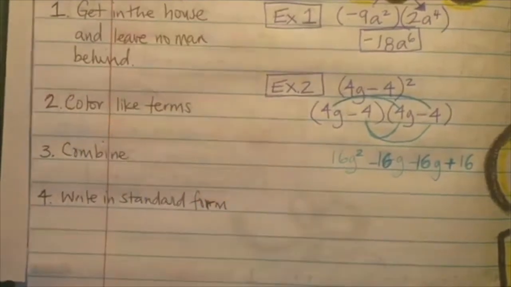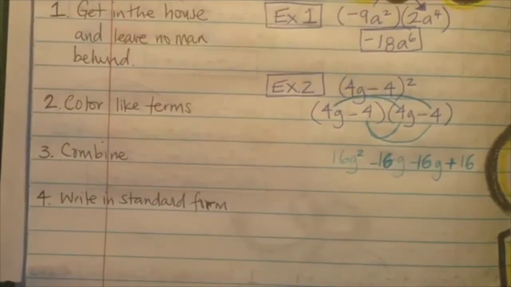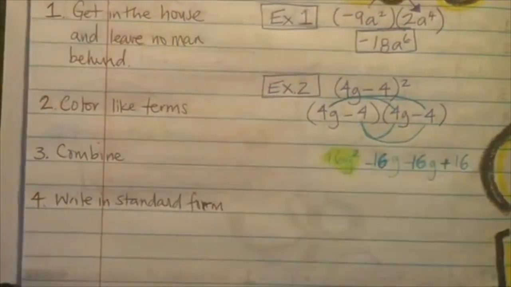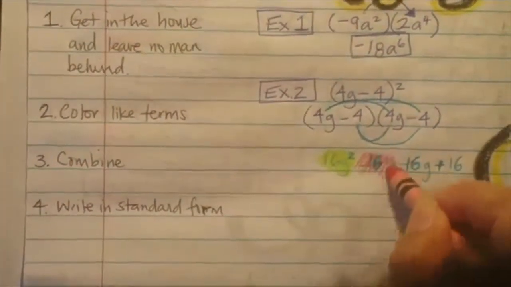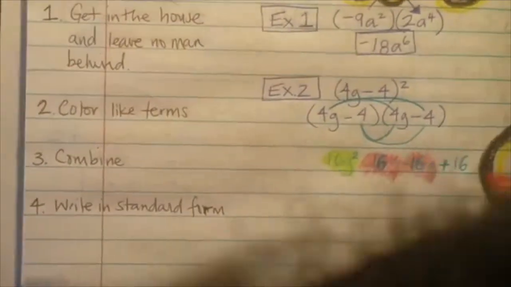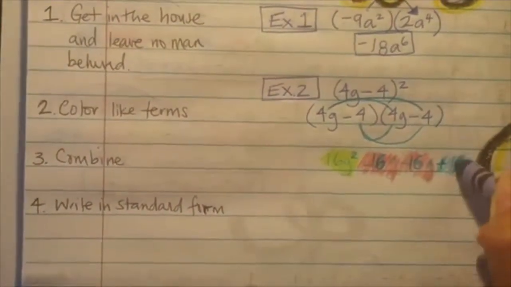Then it says color like terms. So you're going to color the ones that look exactly the same. So I'm coloring in all my squared terms. So this is not the squared. Coloring in all my g's. There's another g right there. And coloring in all my numbers.